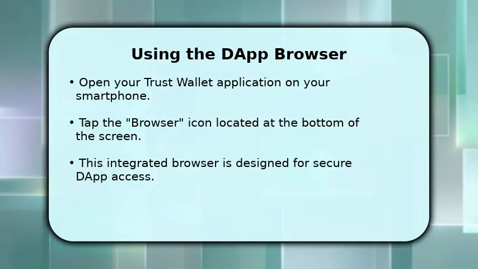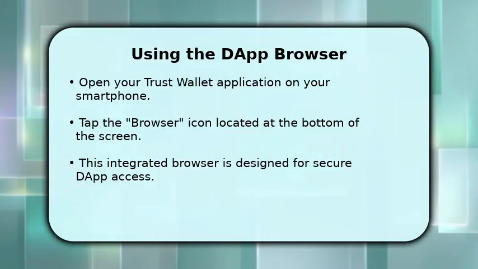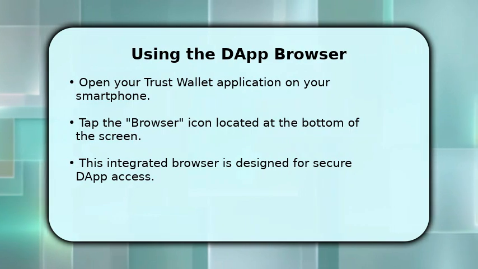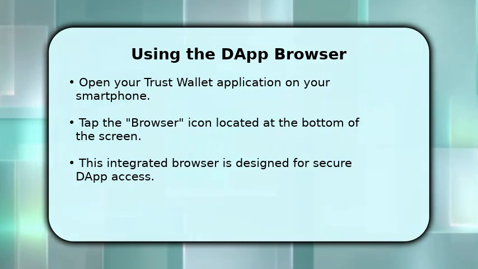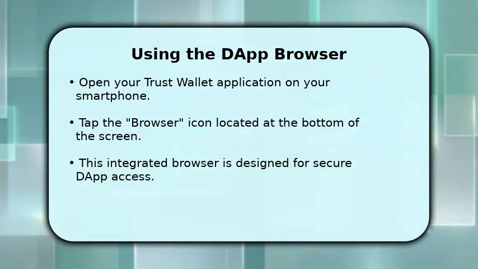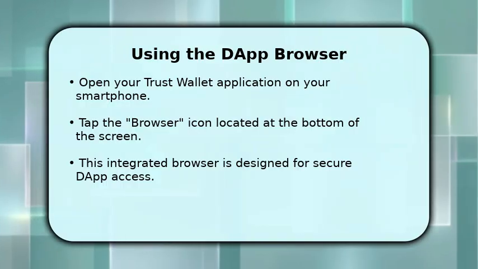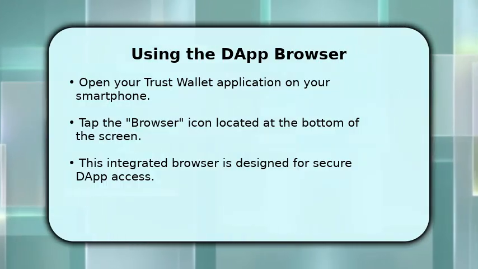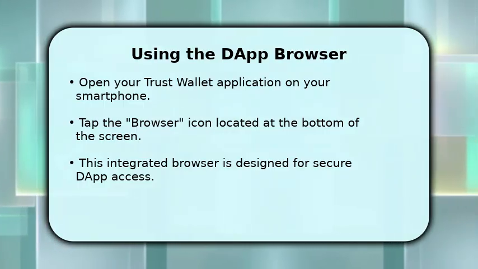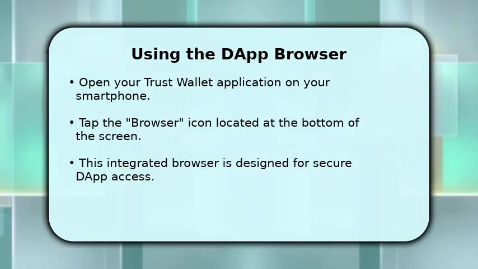First, open your Trust Wallet application on your mobile device. At the bottom of your screen, you will see several icons. Tap the one labeled Browser or DApps. This built-in browser is specifically designed to provide a secure gateway to decentralized applications, ensuring a seamless and protected experience as you explore the decentralized web. It's your direct portal to the DApp ecosystem.